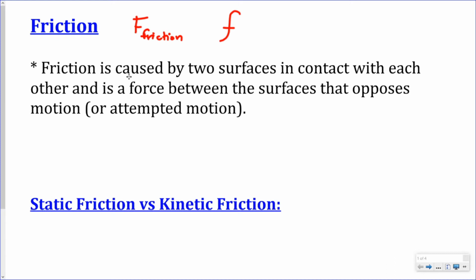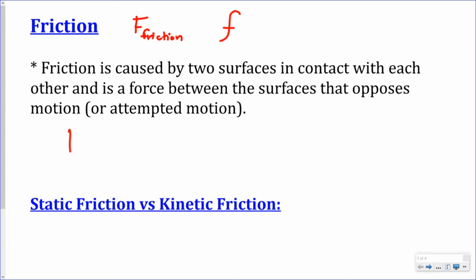You probably have a good idea of what friction is, but let's give a definition here. Friction is caused by two surfaces in contact with each other and is a force between the surfaces that opposes motion or attempted motion. In layman's terms, what does that mean? It means that you put two things together and friction is what causes them to not move, or to not move very easily.